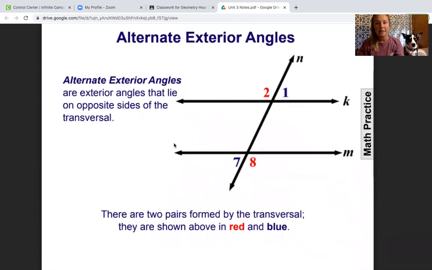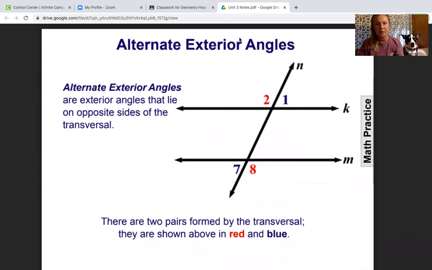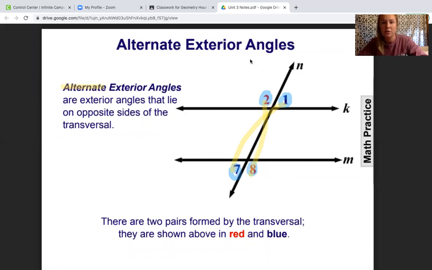Then we have alternate exterior angles. So last time I highlighted both the interior and the exterior. This time I'll just go ahead and highlight the exterior, and I'm going to highlight those in blue. So this is an exterior, exterior, exterior, exterior. But the key word here is the word alternate. And so what does that mean? Well, it means on opposite sides of the transversal. So 2 and 8 are on opposite sides of the transversal, so they're alternate exterior. And then 1 and 7 are on opposite sides of the transversal, so they're exterior. Just a reminder of what a transversal is.